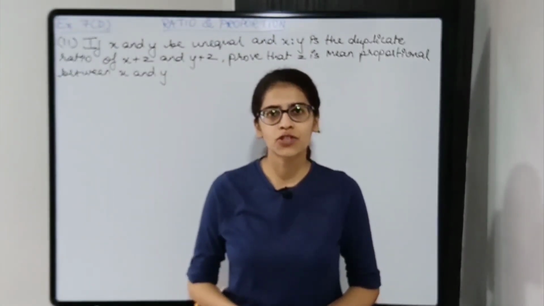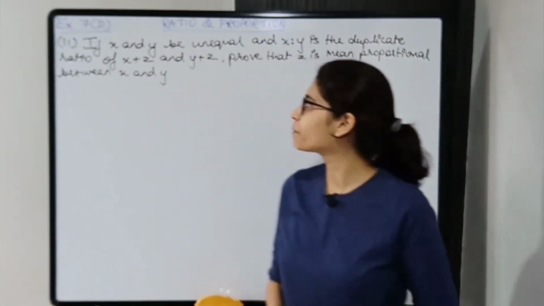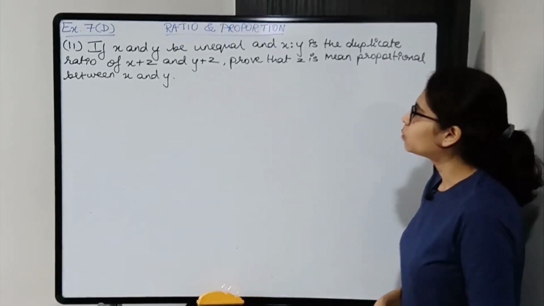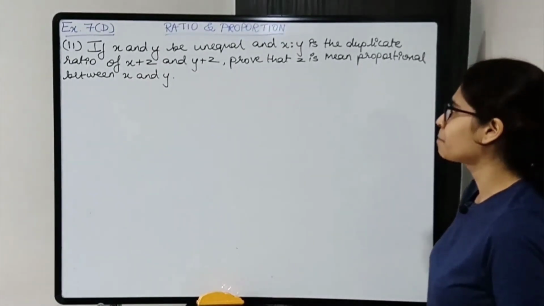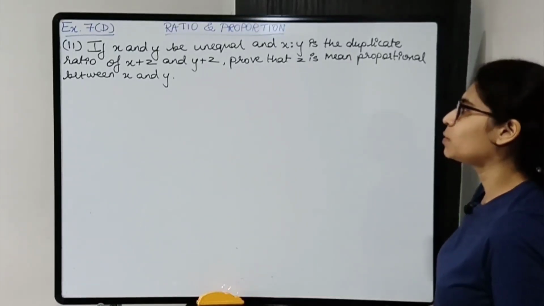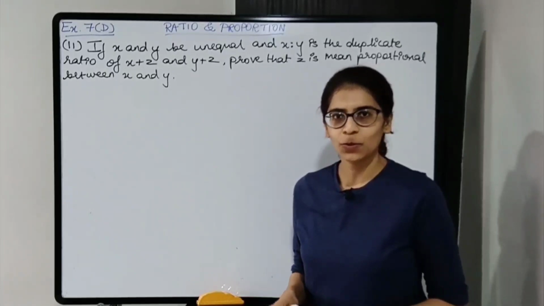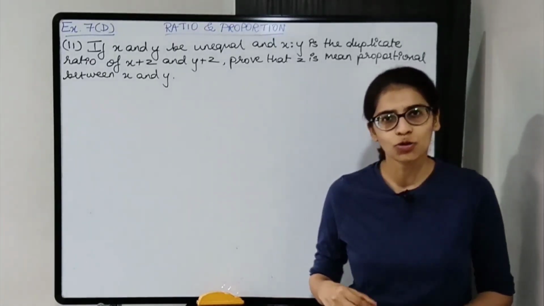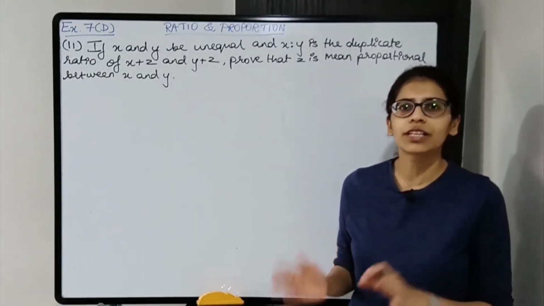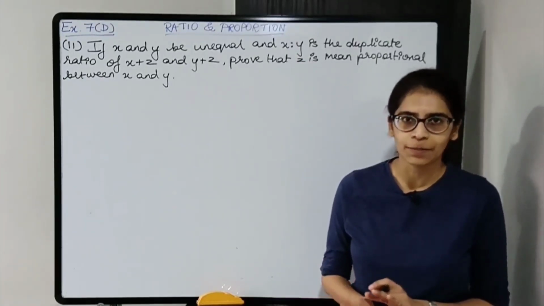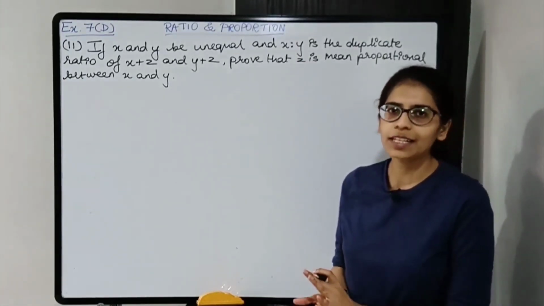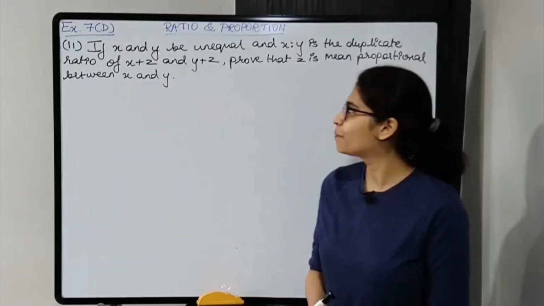Let's read the next question. Question number 11. If x and y be unequal and x is to y is the duplicate ratio of x plus z and y plus z, prove that z is mean proportional between x and y. It is a proving sum. Okay, so first let us see how to solve and then we'll write down the given in proper manner and solve properly. Okay, so first let us see what all information is given.